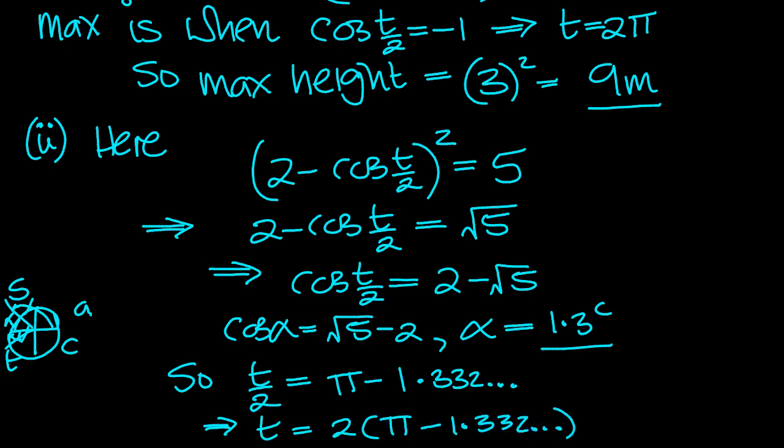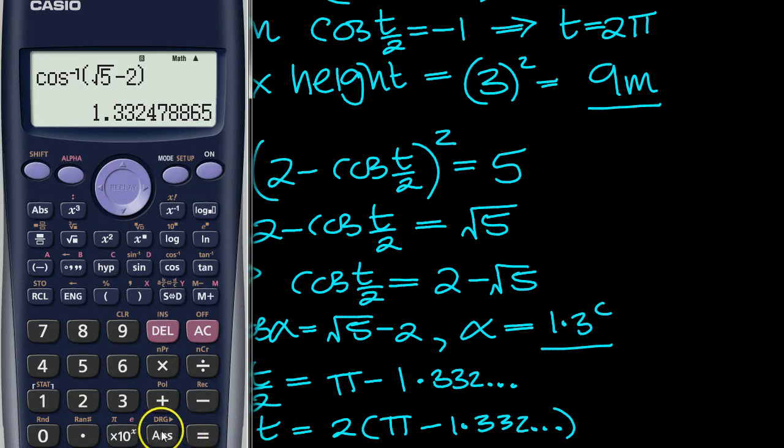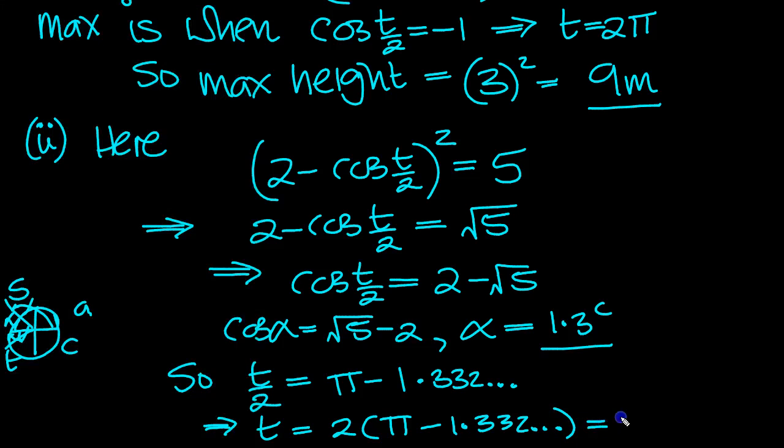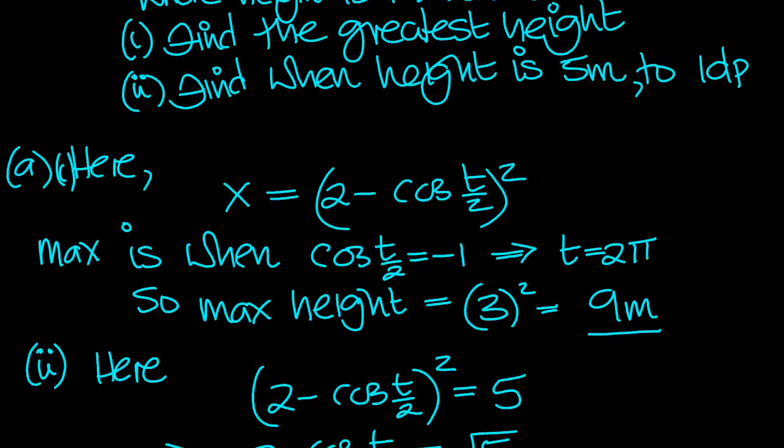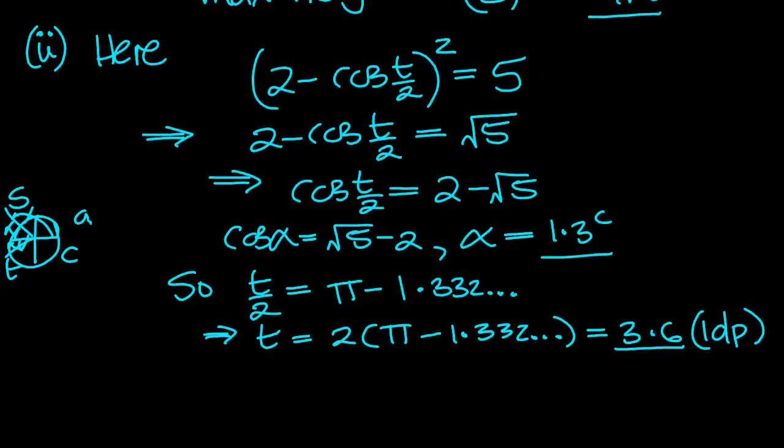So I've got that in the calculator already here, so I'm going to click answer there. And I've got my answer there, so it's just 2 times, bracket, pi minus the answer, close bracket, equals 3.6 to 1 decimal place, equals 3.6. And that's the answer for the time. So go back to the question, check we've answered it correctly. Find when the height is 5 meters. So that's the time at t equals 3.6.